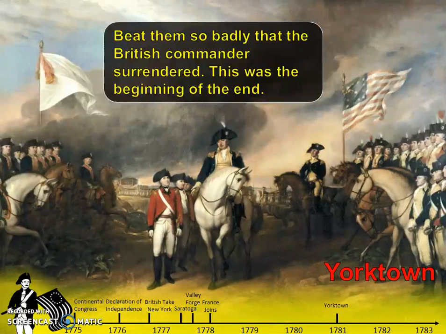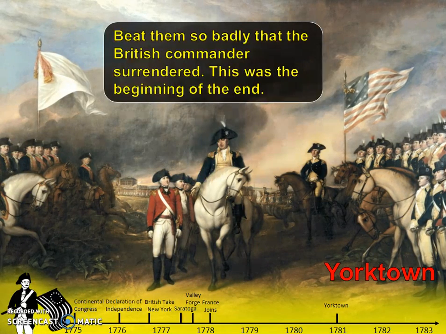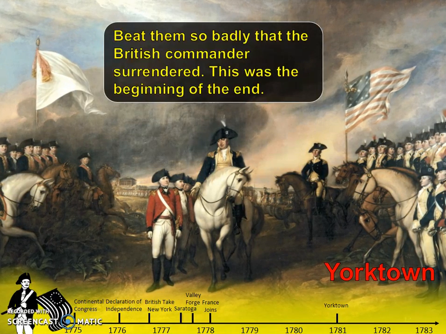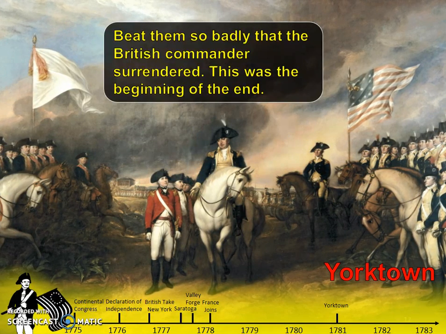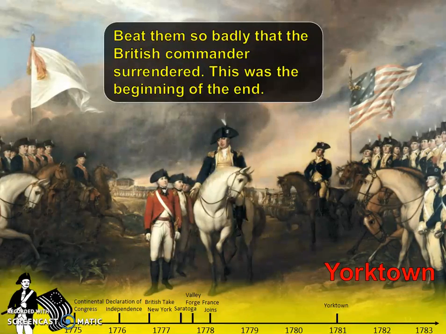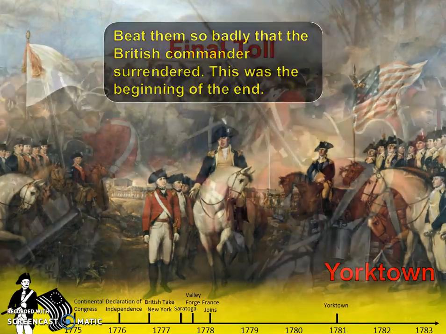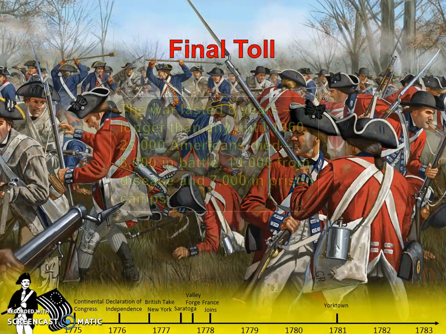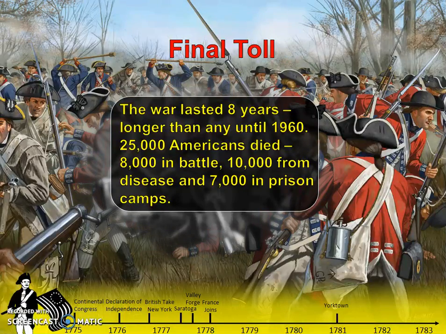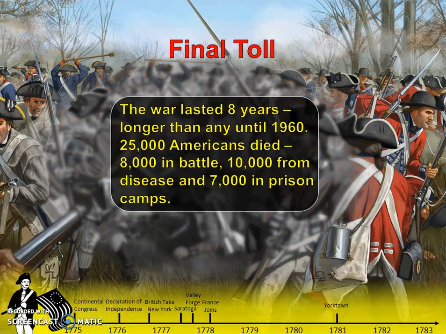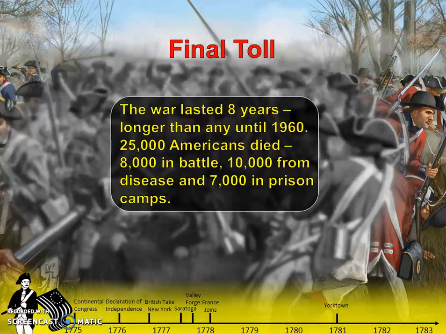At the Battle of Yorktown, the French and the Continental Army are going to beat the British so badly that the British commander is actually going to surrender. And this was just the beginning of the end for the British. So now we see that the Battle of Yorktown is ultimately going to end this war. The final toll: the war is going to last 8 years, longer than any other war until 1960.